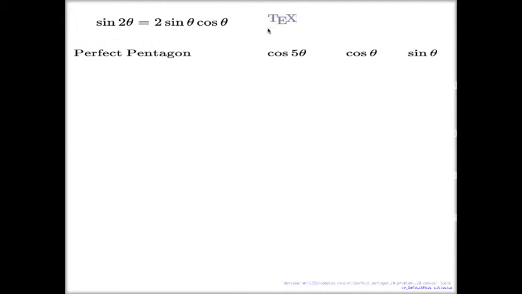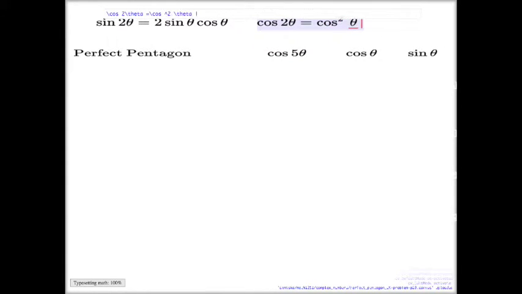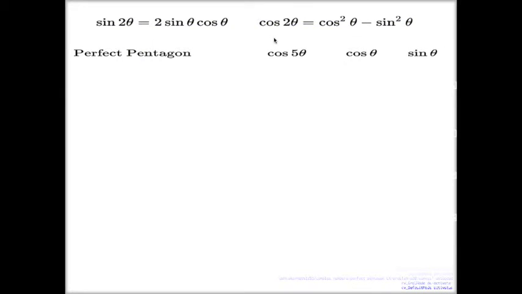Once again, you also know from high school the formula for the double cos, which is cos squared theta take sine squared theta. Today I'll show you the way to come up with such a formula for any multiple.